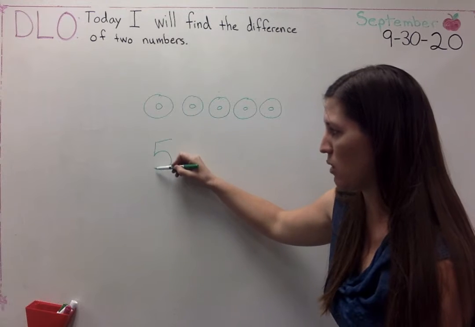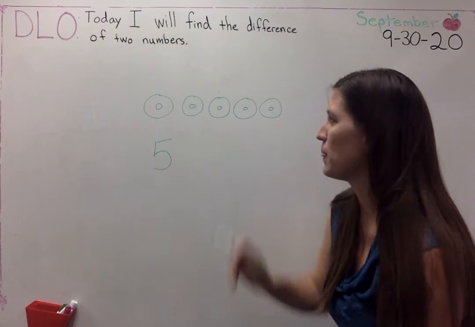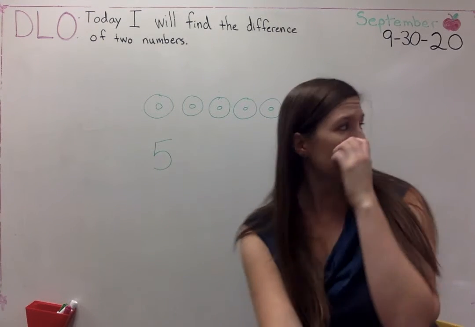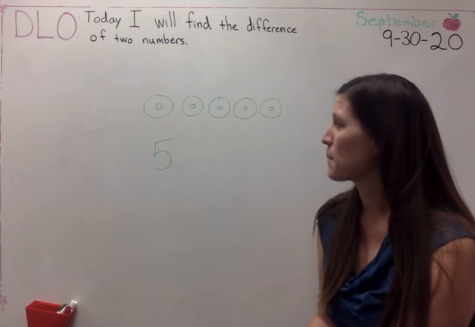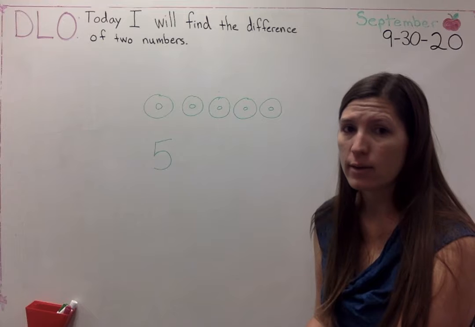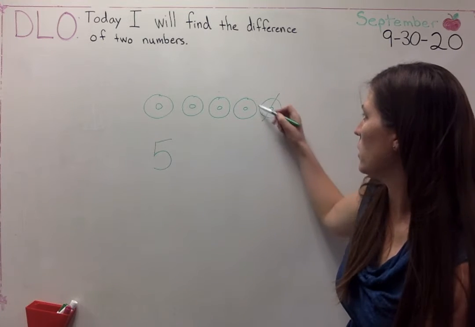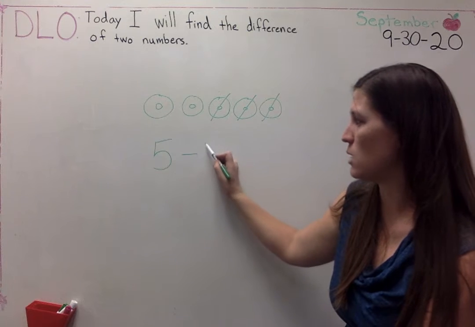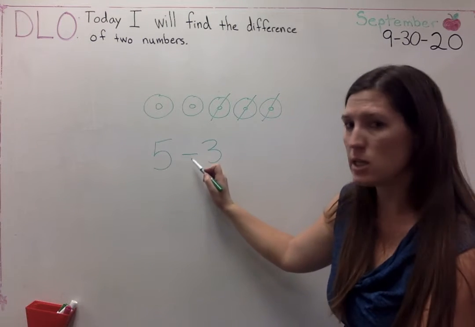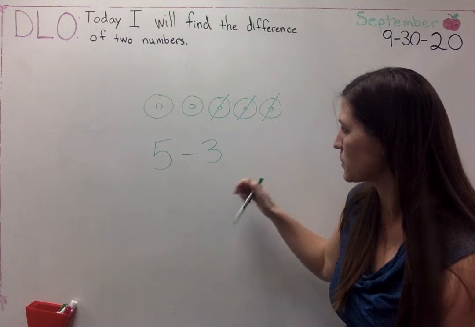Short neck, belly fat, Mr. 5 wears a hat. I ate, how many did I eat? 3 donuts. I ate 3 donuts. How many am I taking away? 3. 1, 2, 3. I took 3 away, so I'm going to say minus 3 because minus means take away.